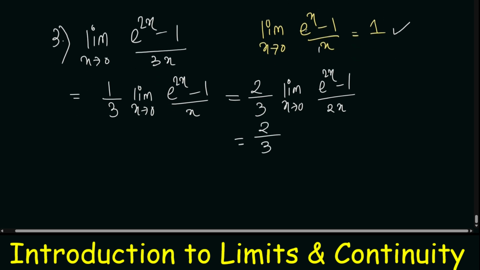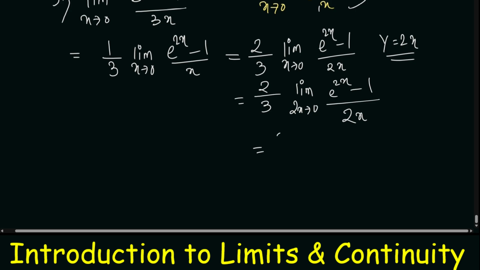So this limit can simply be written as limit of 2x tends to 0, where we have e to the power 2x minus 1 by 2x, and now it exactly matches the form. You can also substitute y equals 2x to get this format. Once you get that, you simply have the answer 2 by 3 into 1, which simply gives you the answer 2 by 3. So this is called adjustment.